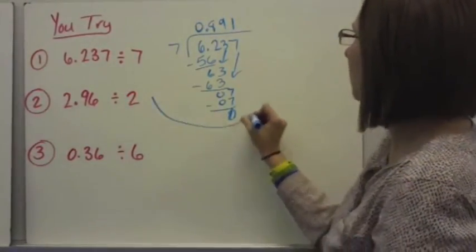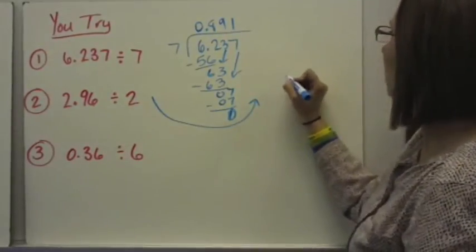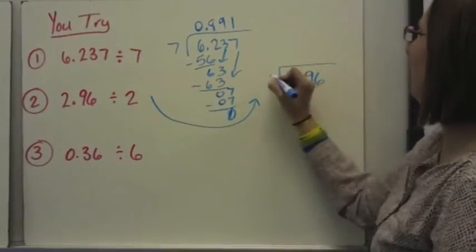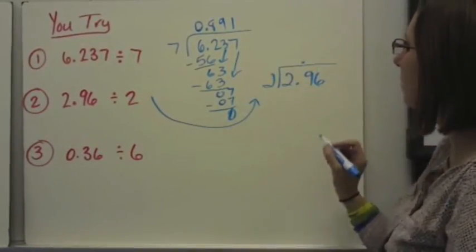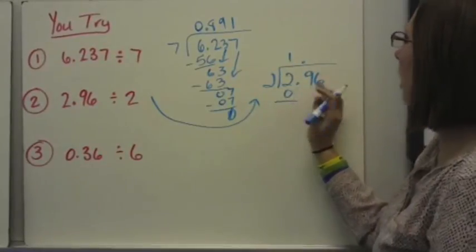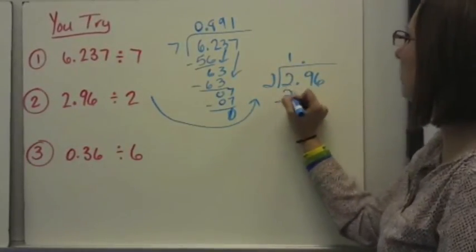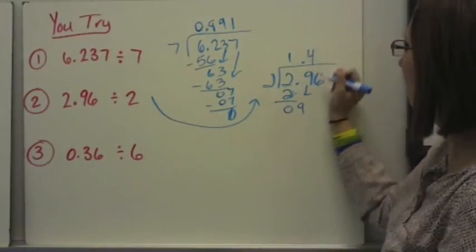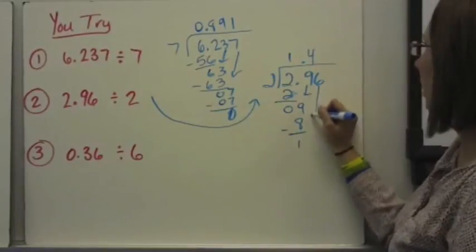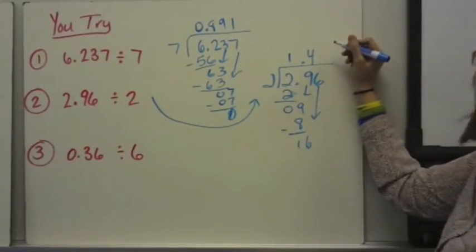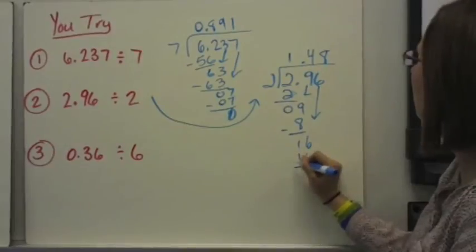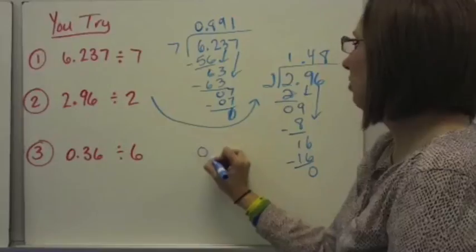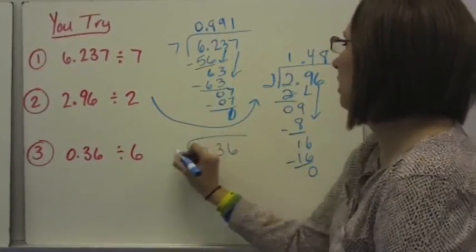I'm going to do this one over here. 2.96 divided by 2. Bring that decimal up. 2 goes into 2 once. Okay, bring down the 9. 2 goes into 9 4 times. 4 times 2 is 8. And 2 goes into 16 8 times exactly. And then this one right here, we're going to do 0.36 divided by 6.